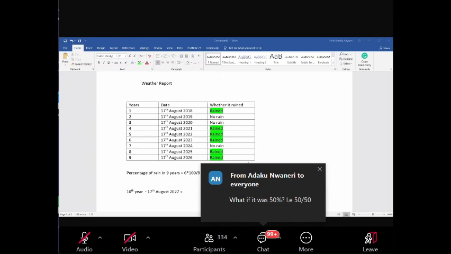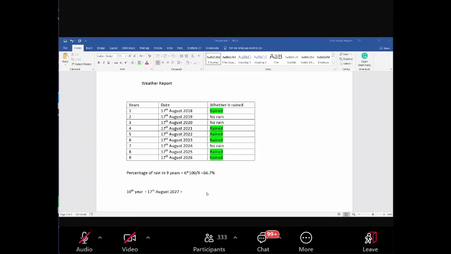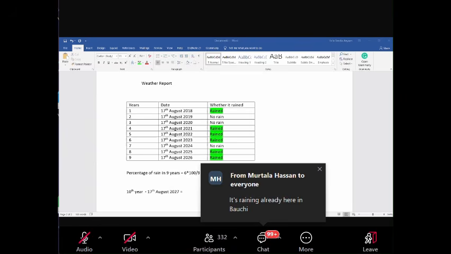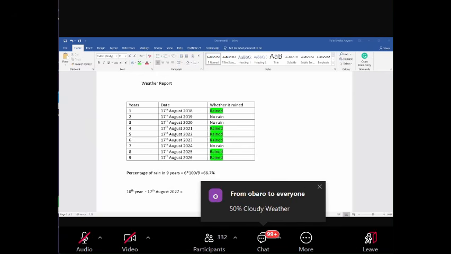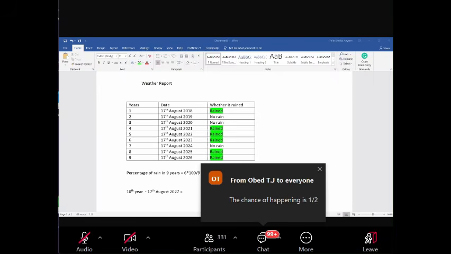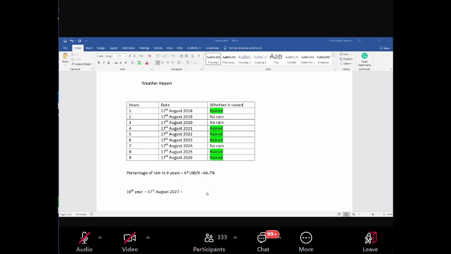But if someone was asking if it was 50%, thank you. If it was 50%, you will see that it will not show rain. It will say cloudy weather, because the chance of it happening is 1/2. Thank you, Obed. All of you are contributing on the platform. So this is really making sense now.